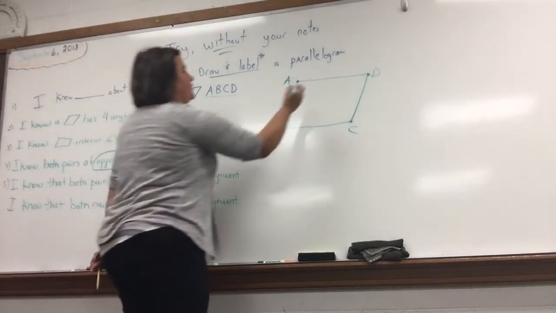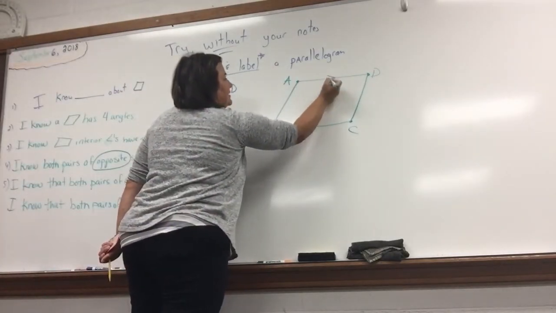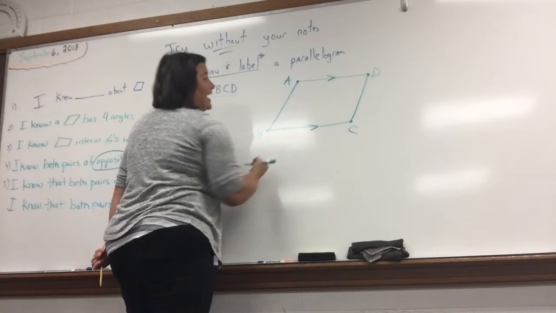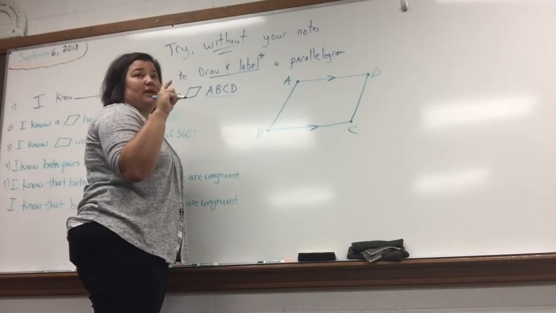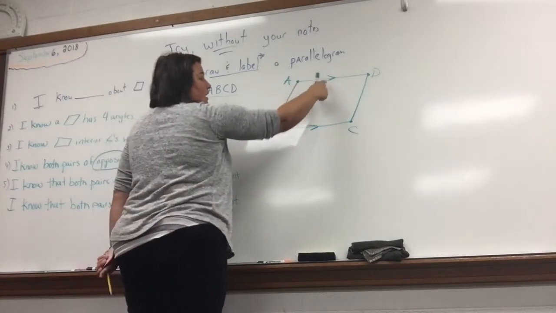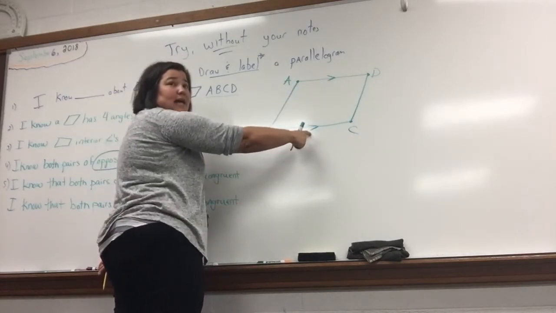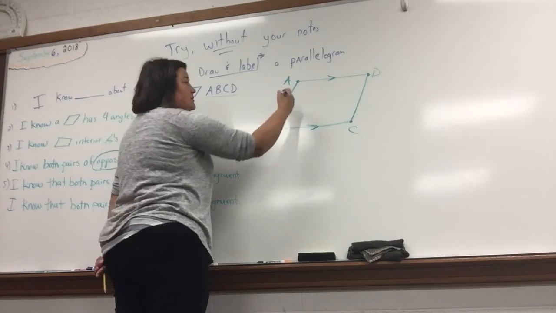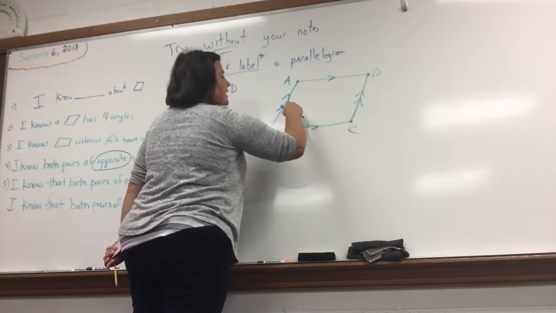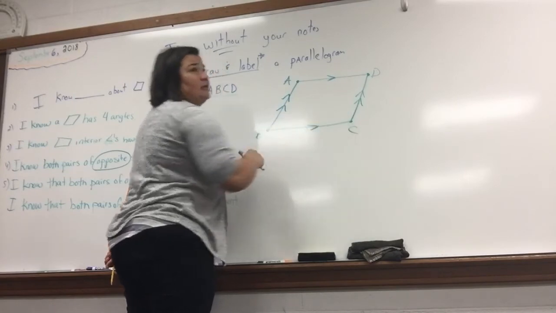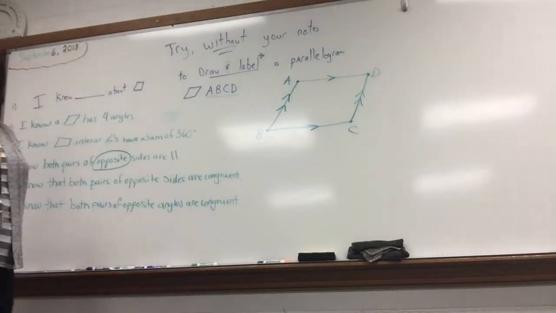Okay, so what I hear you saying is that on the opposite sides, we have to have the same amount of arrows. So one arrow and one arrow tells us that these opposite sides are parallel. Two arrows and two arrows tell us that these opposite sides are parallel. Do we agree? You agree with Owen? Yeah. Okay. All right, what else?